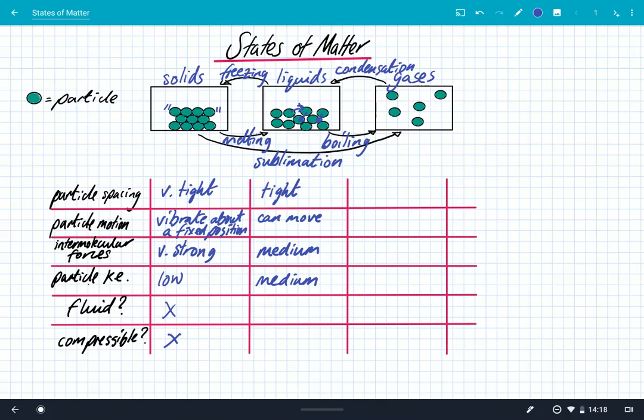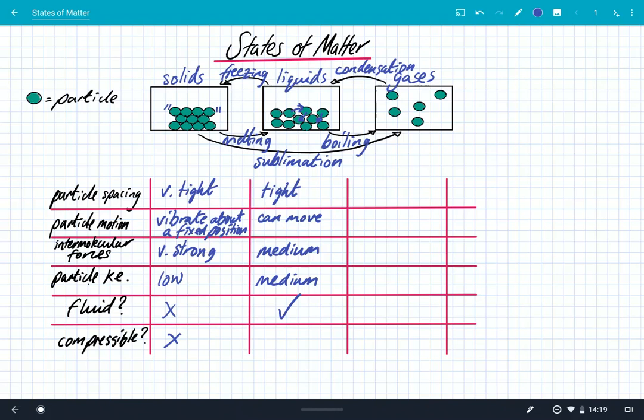So liquids, if you think of water or if you think of alcohol or any other fluid, we know that it can flow. And that's because the particles, as we've seen, are able to move past each other whilst maintaining this tight particle spacing. Many people think that liquids are actually compressible because they can change shape. Liquids can flow and they can fit the shape of a container.